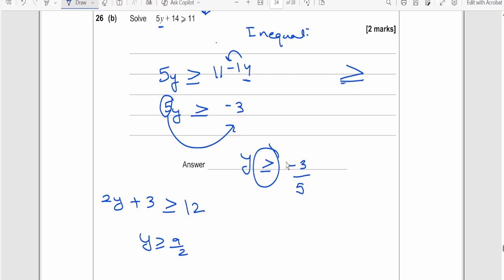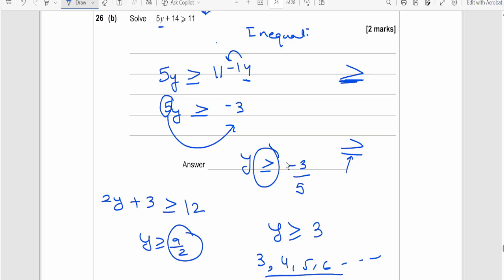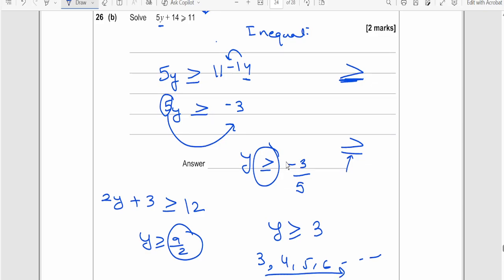When we have this sign, this line underneath the greater than sign represents that this value is also included. If I write y is greater than 3, that means 3 is not included. It is 4, 5, 6, and so on, all values which are greater than 3. But if I write y is greater than and equal to 3, that means 3 and all the values which are greater than 3 are included. Okay.